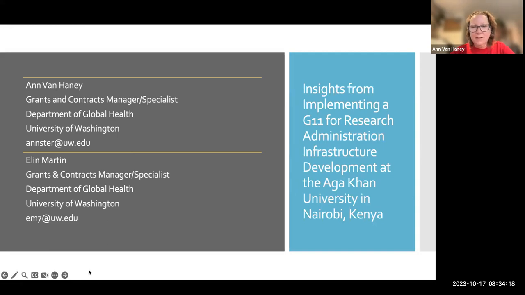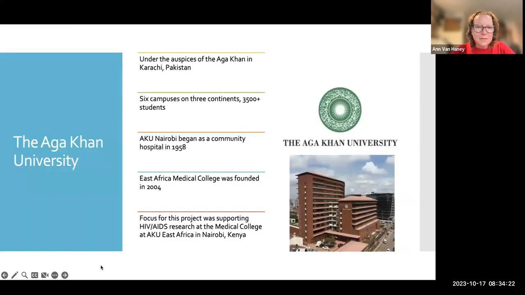And yes, G11s are a really neat mechanism. And we got to work on one. So we're going to give you some insights from different things that we learned about the experience. And hopefully that will help inform your G11 proposals and experiences as well.